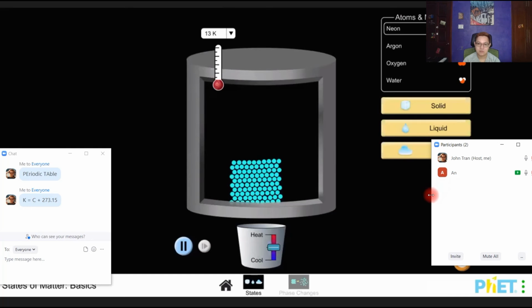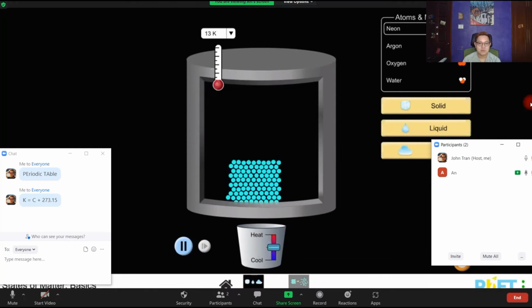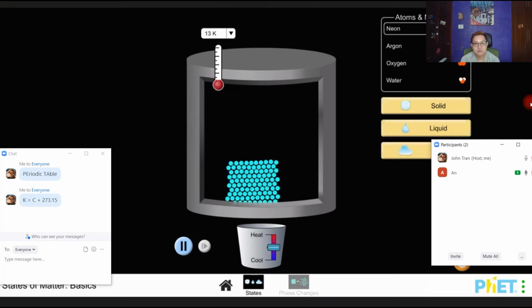So scenario 1 is oxygen appearing as two orange circles. Okay, you heat it up, and then we'll see what happens. Heated up. And you can see the temperature increasing slowly.